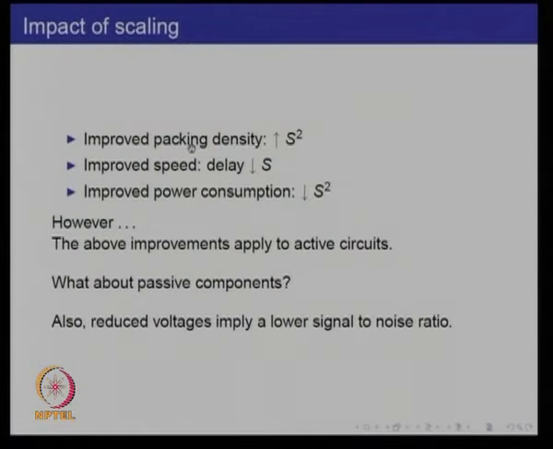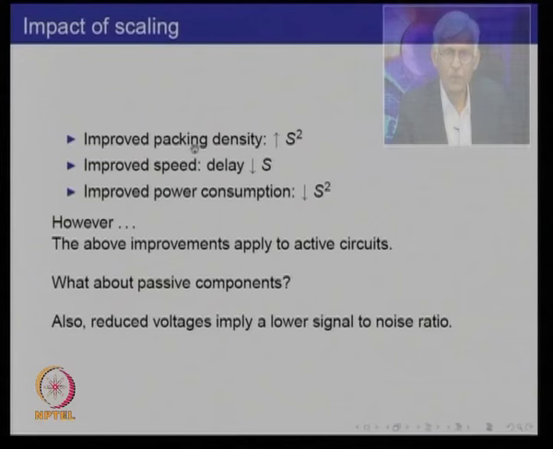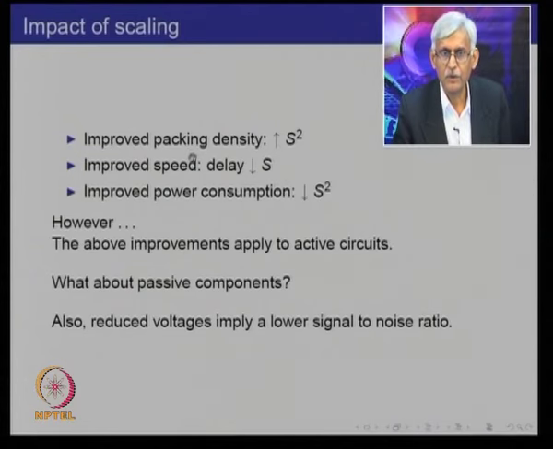So, let us summarize what is the effect of all of this when we scale down the technology. The packing density improves. It goes up by S squared because the area of each transistor is smaller. The speed improves because the delay goes down by S, and power consumption improves because it goes down by S squared. All of these are extremely welcome changes, and it is indeed the motivation for the continual scaling down of technologies that we have seen over the last so many decades.